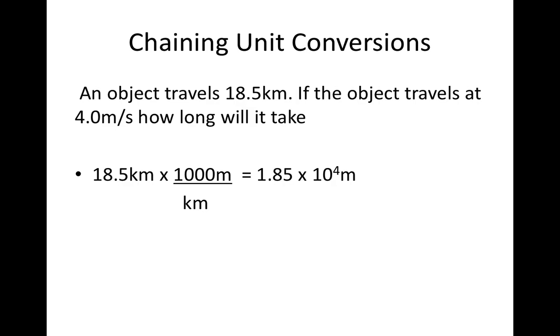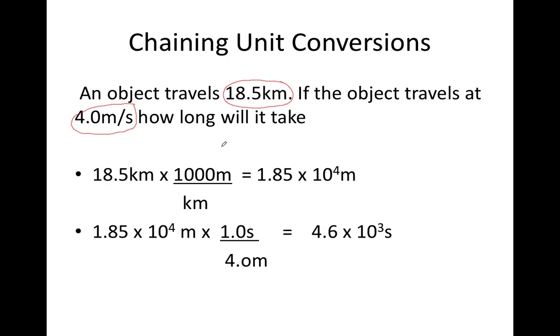All of your units have to be consistent first, because this 4 meters per second is in SI units, but 18.5 kilometers has a prefix. It's not SI. So you can't use these units the way they are until they're consistent. That means all of the units have to be in SI first before you can figure this out.